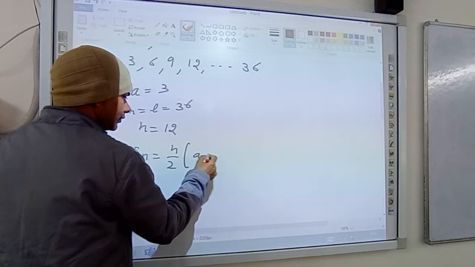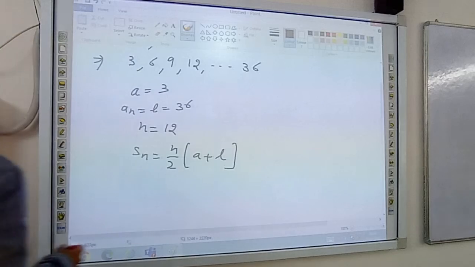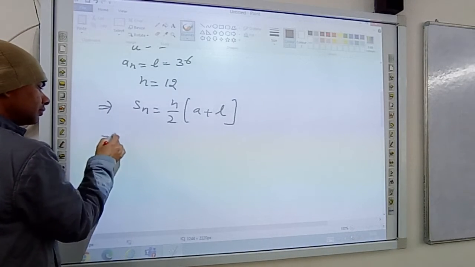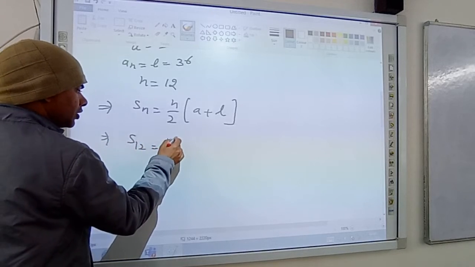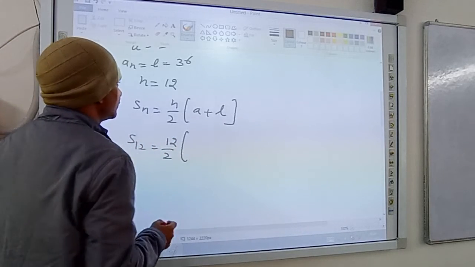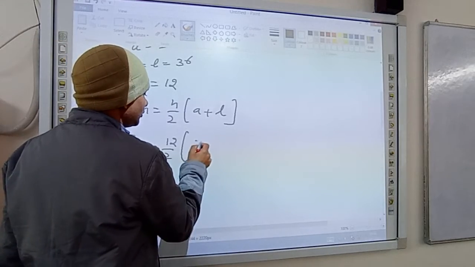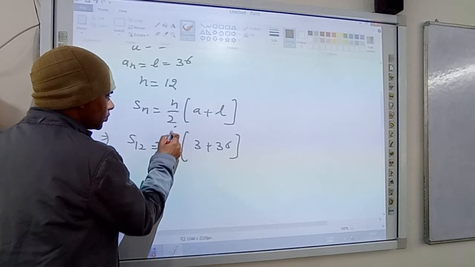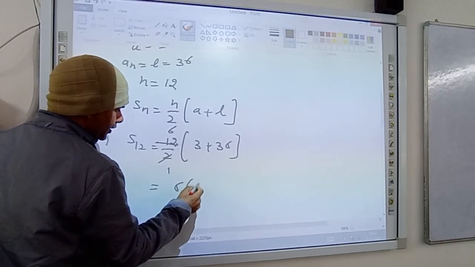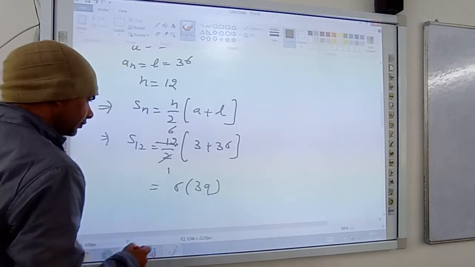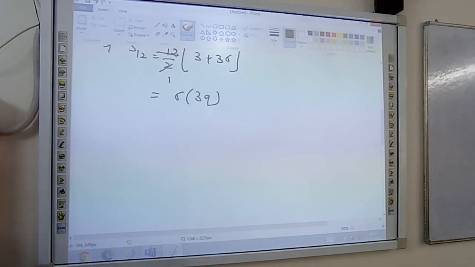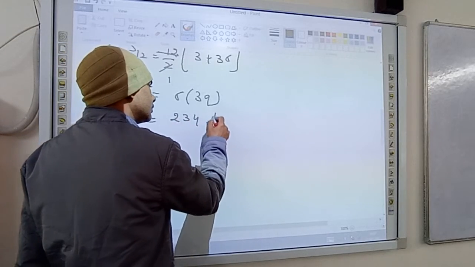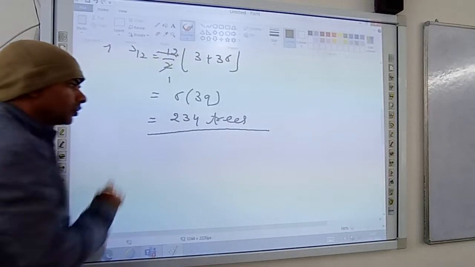S12, sum of 12 terms. S12 is 12 by 2 into a plus l, what is a? 3 plus 36. 2 ones are 2, 2 sixes are 12. 6 into 39 is 234. 234 trees. Yes, sir. Do it fast.